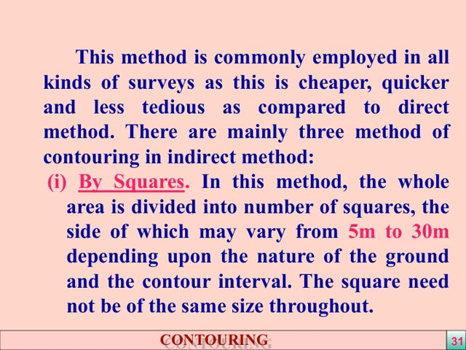In this approach, we divide the entire area into a number of squares. The size of these squares can vary, typically ranging from 5 meters to 30 meters, depending on the nature of the ground and the desired contour interval.